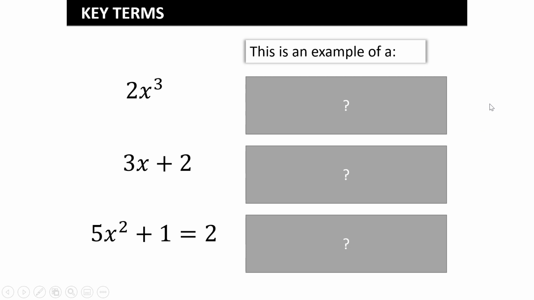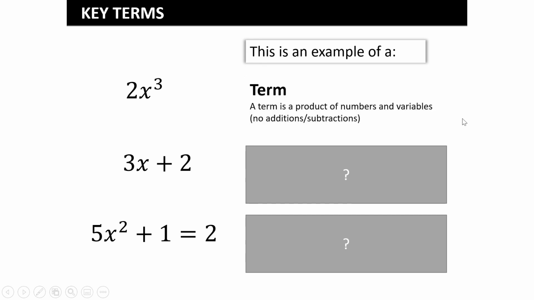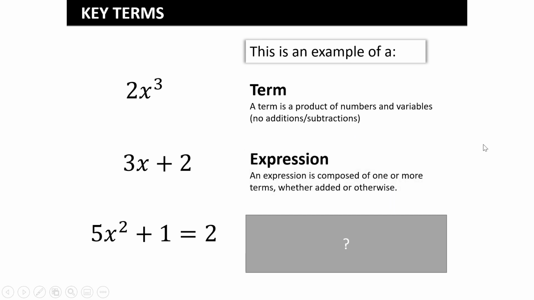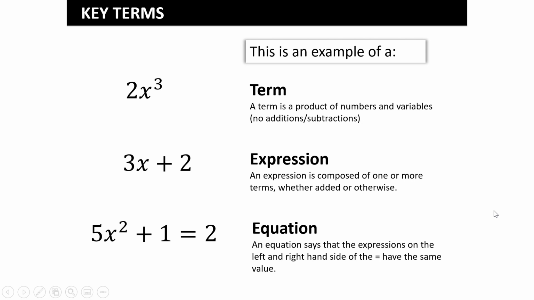Let's have a reminder of some key terms in algebra. 2x cubed is an example of a term. This is numbers and letters multiplied together, no additions and subtractions. 3x plus 2, where we are adding or subtracting terms, is an example of an expression. And as soon as we put an expression equal to something and include an equal sign, that's an example of an equation. An equation says that the value of the expression on the left must be equal to what's on the right. And remember, equations we can solve to find the value of a letter.